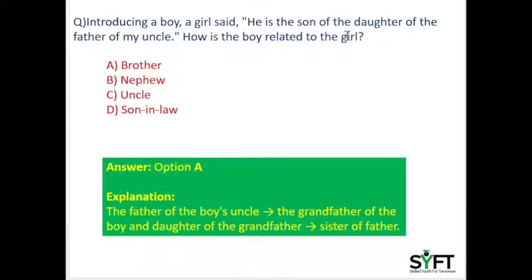First, let's summarize the whole question into two generations. The father, the boy and the girl are viewed as the same generation, as the son of the daughter moves to the next generation of the boy. Therefore, the father of the boy's uncle is the grandfather of the boy, and the daughter of the grandfather is the sister of the father. Therefore, the answer is A, brother.